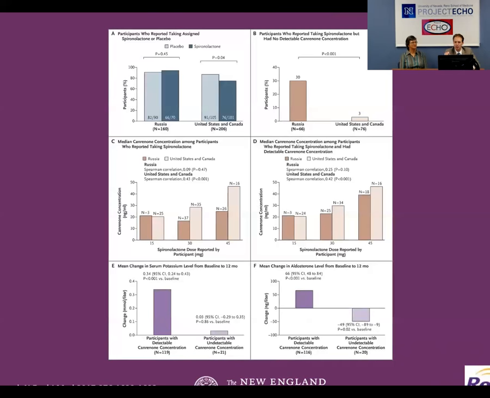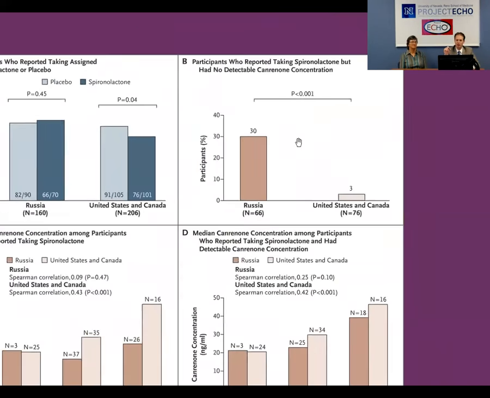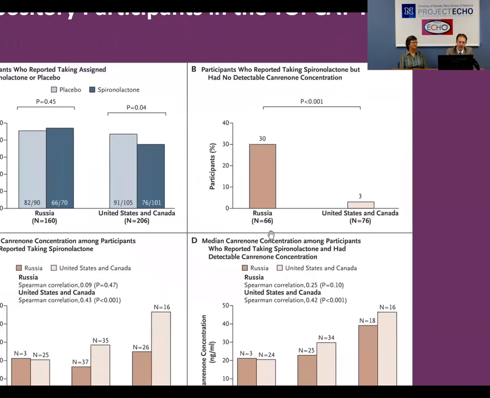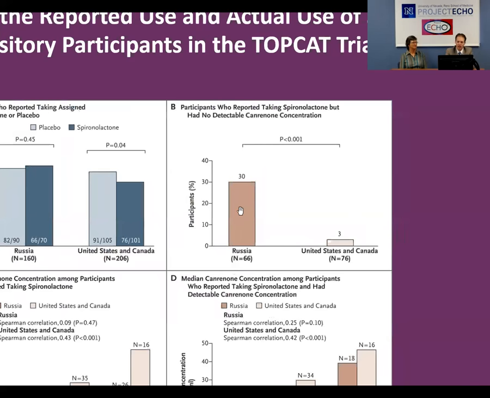So they looked at people who said they were taking the medicine, but they detected this metabolite of it called canrenone. The people who had no detectable canrenone, i.e., you said you're taking your medicine, but you're really not, were way higher in the Russian group than in the United States and Canada. So amongst the group, there were more of those people, and that was definitely significant.